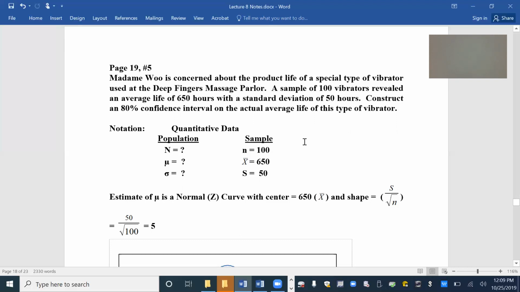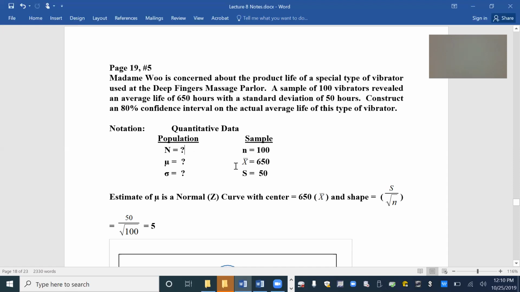What question was asked 100 times? How long did the product last before it failed? Okay. And I got back a number. I can do arithmetic. Number of hours. It's quantitative. I sampled 100. I got back an average of 650. I got back an S of 50. And I don't know anything.